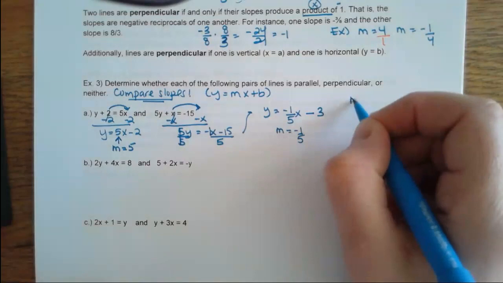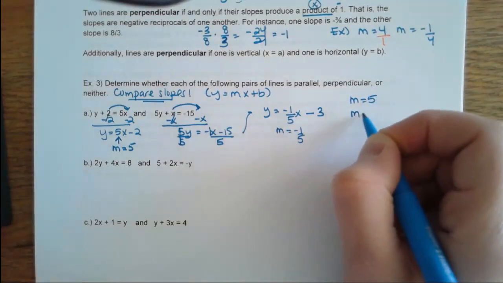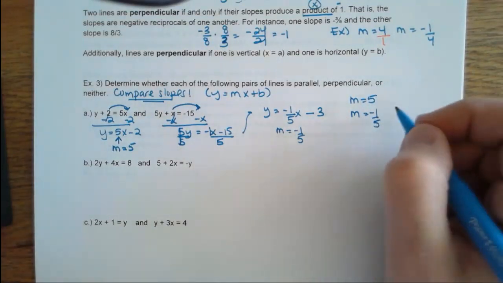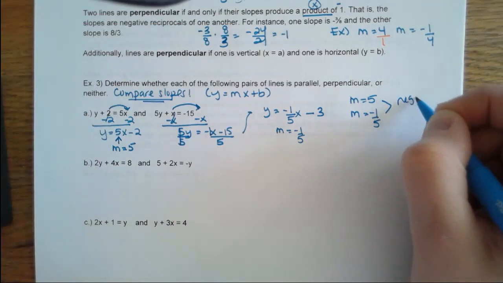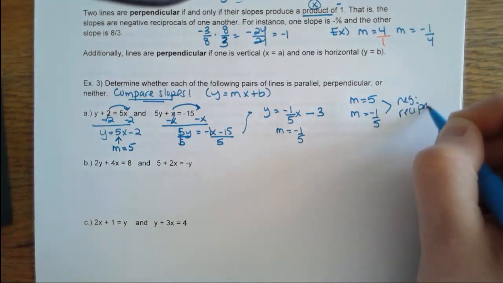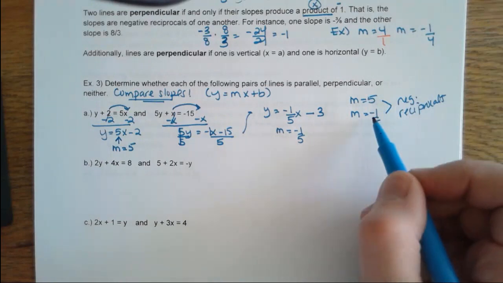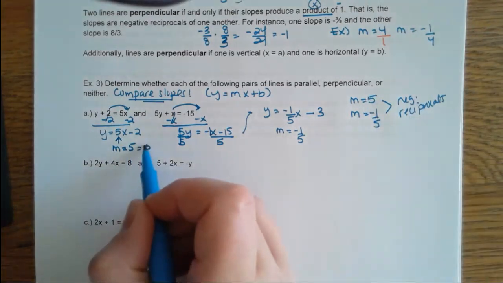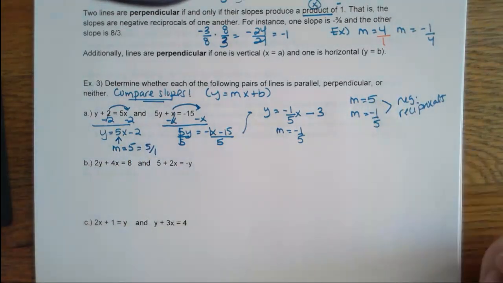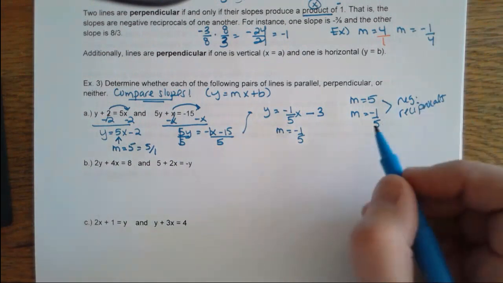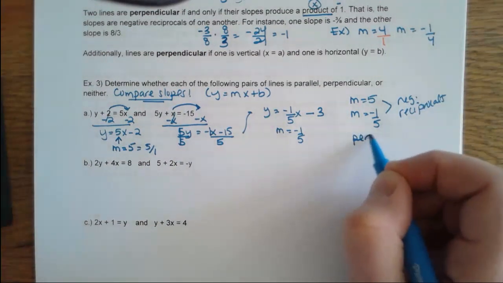Now if I compare these two, I have 5 and I have negative 1/5. I do see that these are negative reciprocals. Right? I have both a flipping, right? 5 over 1 becomes 1 over 5. And then I have the sign change. So if I have this happening, then I have perpendicular lines.